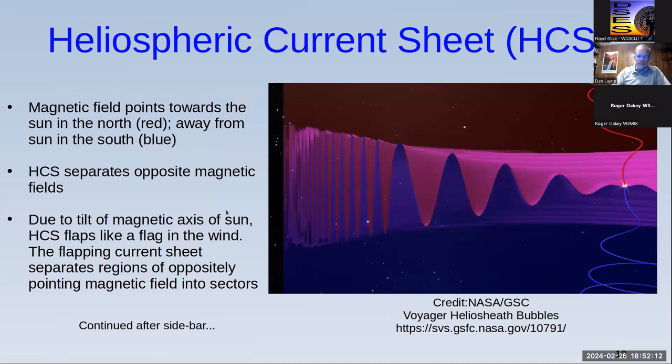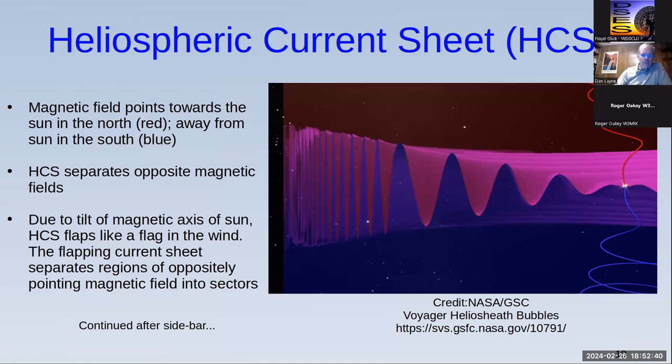And all the next several slides are taken from NASA Goddard. They have a whole article on something they call the Voyager heliosheath bubbles. So we're going to find out what those are pretty quick. But the idea here is in the north, we have a magnetic field pointing towards the sun. So these are the red lines. You're going to see red lines pointing towards the sun. In the south, the red lines are pointing away. So that's the magnetic field.